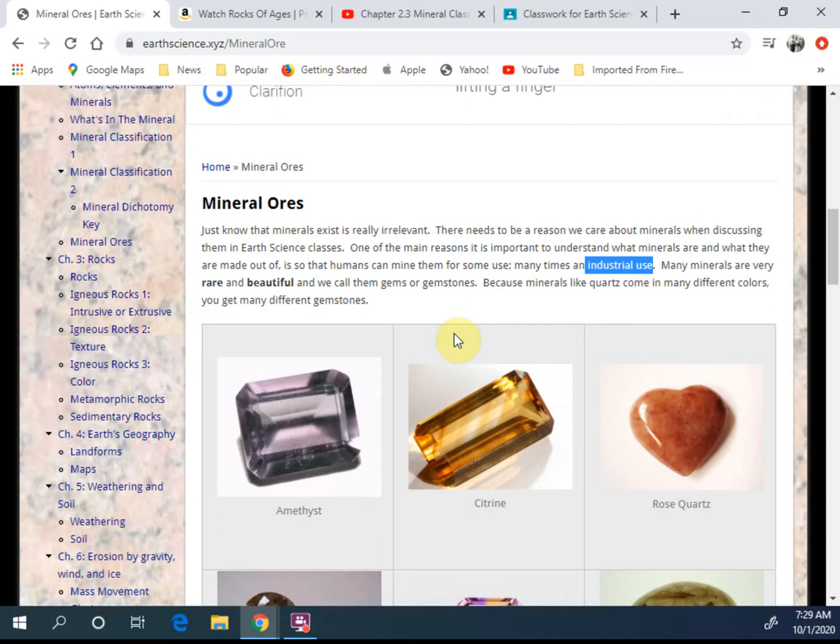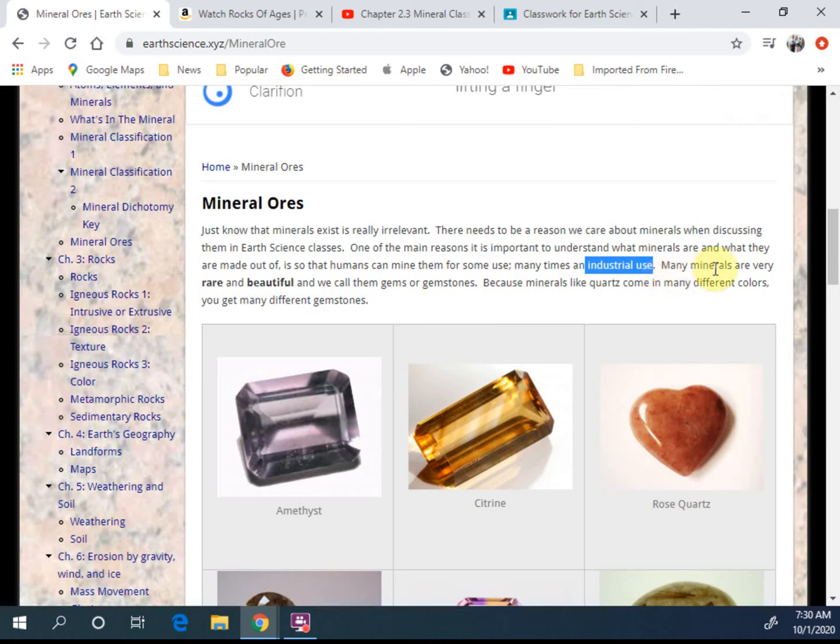Imagine a world without copper, without iron, without aluminum, without steel. What would we do? Those are industrial, purposeful, valuable ores. And without those, we would not have the infrastructure and society that we do now. So it's extremely important. That's why we spend so many billions of dollars to mine these certain types of ores.